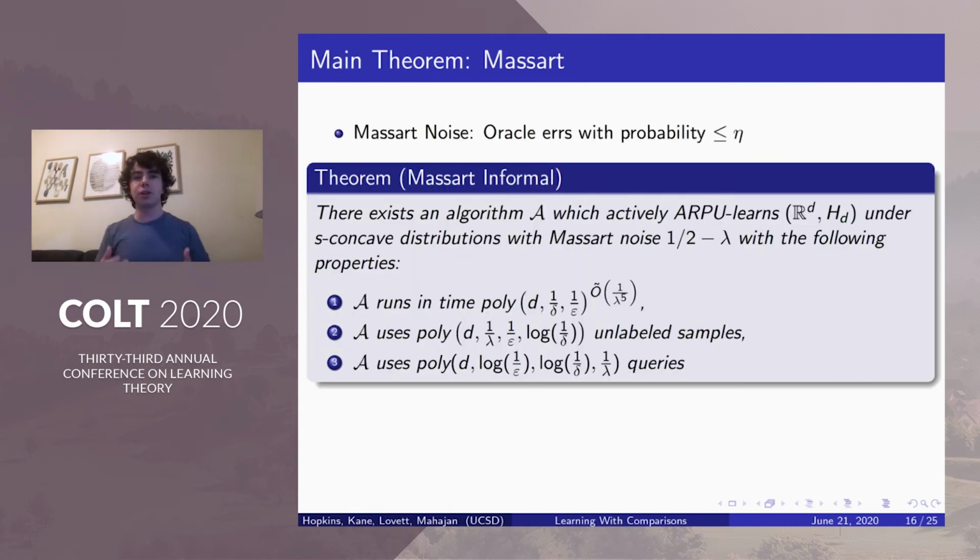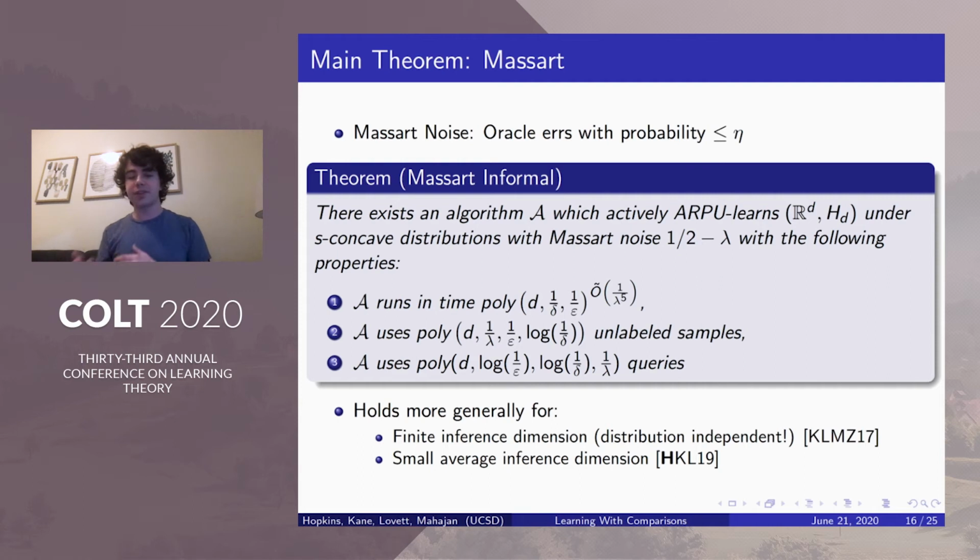So the first model we'll look at is Massart or bounded noise. And this just means that the oracle can err with probability up to some parameter eta. And our theorem says that there exists some algorithm which reliably learns half spaces in d dimensions restricted to S-concave distributions, where the oracle is allowed to err with probability up to 1/2 minus lambda. And it has the following properties. It's time efficient, it doesn't use too many unlabeled samples, and it's query efficient. It only uses about polylog 1 over epsilon queries. And there's a caveat here, which is that the time efficiency is exponential in this parameter lambda, and we'll talk a little bit later about where that comes from.